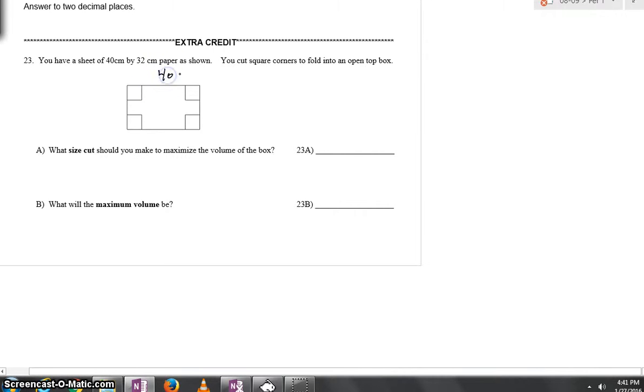40 centimeters would obviously be the longer dimension. Here's our 32. But we're going to cut square corners out to be able to make a box. So we're going to be cutting these X dimensions. We don't know the size of the cut we're going to be making. In fact, that's answer choice A. We have to find that.